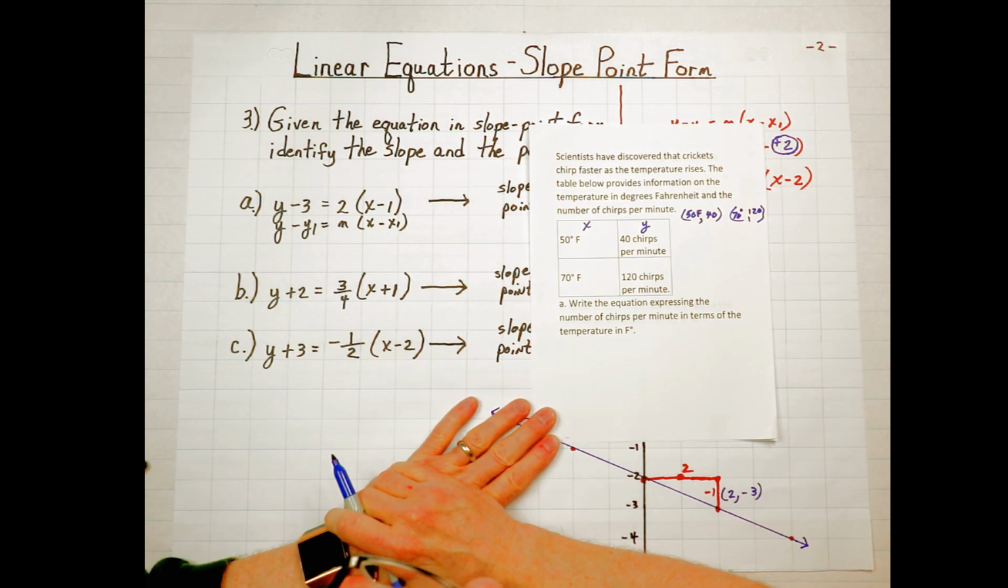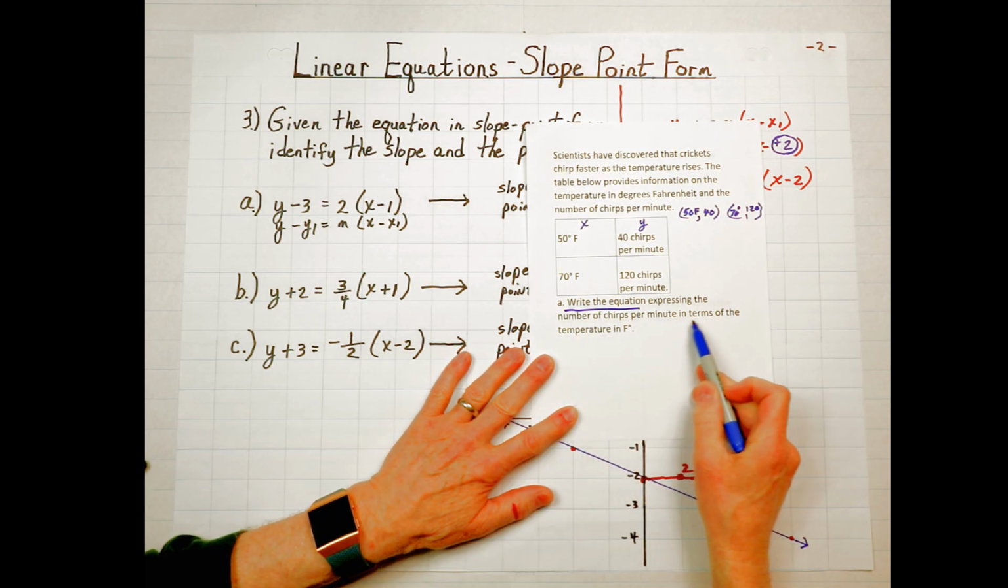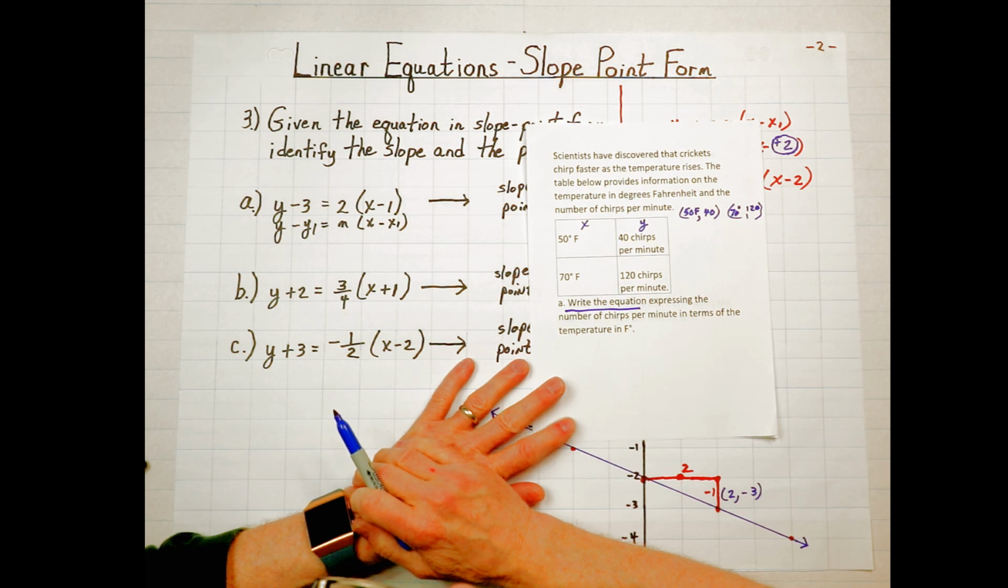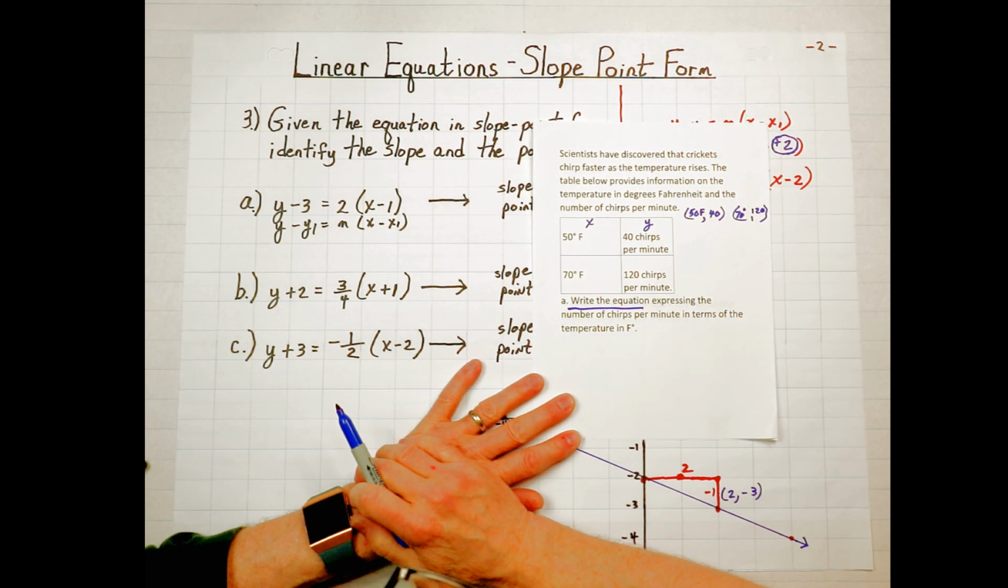All right, so what we have to do, we have to get an equation. If we come down here, it says write the equation expressing the number of chirps per minute in terms of the temperature in degrees Fahrenheit. So when it doesn't ask you to write it in slope point form specifically or slope-intercept form specifically, you have the freedom to do it the way you want. And I'm going to use slope-intercept form. That's my favorite go-to method. You can do it the other way if you want to, but when the instructions say specifically to do it slope point form or specifically to do it slope-intercept form, then you have to follow those instructions or you will lose points.